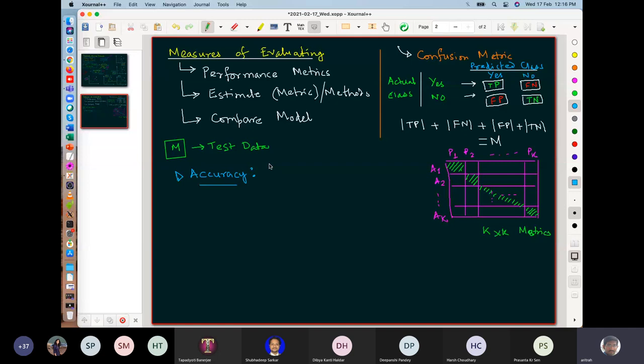Sir, in case of a K cross K matrix, the diagonal elements are the true elements. So these are true positives. But then what will be the name of the other entries? In 2 by 2, we are referring to them as false negative or false positive. So if I refer to them as A, B, C, D, would it matter? And then I say that A plus B plus C plus D equals M.